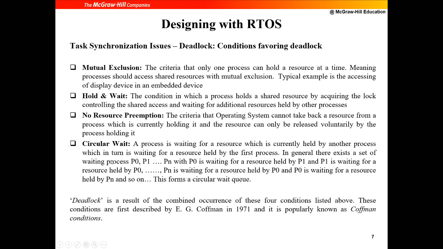And finally you have circular wait. Circular wait is I am waiting for person A, person A is waiting for person B, person B is waiting for me. Okay, so there is a circular wait. Now only if all these four conditions exist, then deadlock will result. Even if one of the conditions is not true, deadlock will not occur. Okay, please keep this in mind. This is very very important. You need all these four conditions for deadlock to occur.